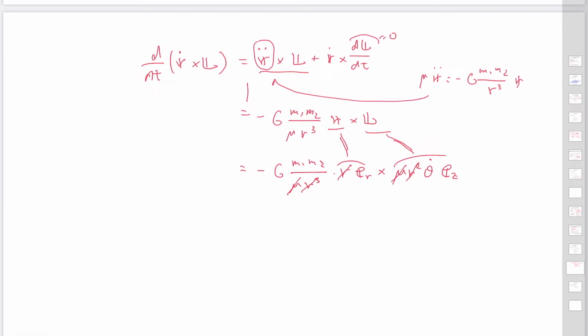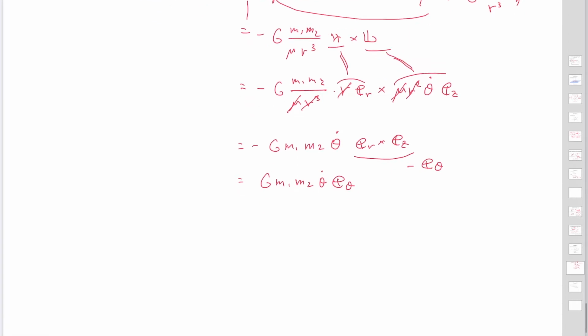So we have minus G m sub 1 m sub 2 theta dot e sub r cross e sub z. And e sub r cross e sub z is a minus e sub theta. So it becomes G m sub 1 m sub 2 theta dot e sub theta. It derives.